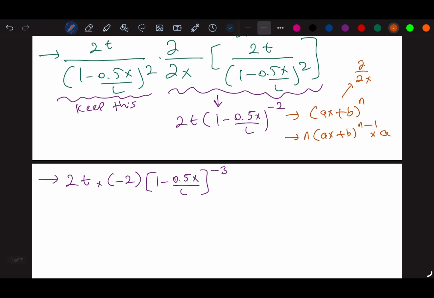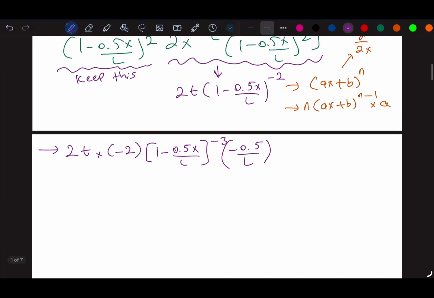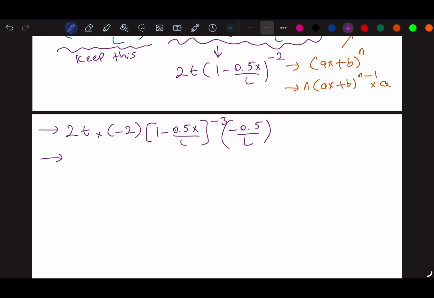And now we can take the derivative of inside. So we have 0.5 over L. And this is also coming from here. The coefficient of x is 0.5 over L. So it will be the derivative of 0.5x over L. And let me modify this result.